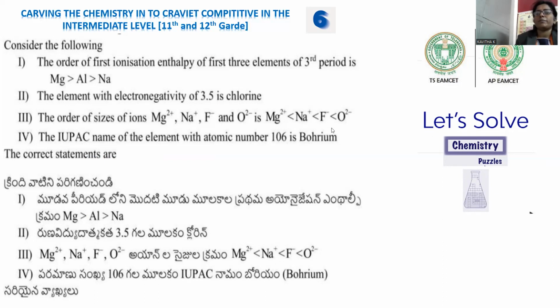Mg+2, Na+, F-, O-2. This is about size, and the increasing order of their size is provided. All these cations and anions together are aligned in the increasing order of their size. Last one. The IUPAC name of the element with atomic number 106 is borium. They are the same. We have to identify correct or not. So the same statements are provided in Telugu.